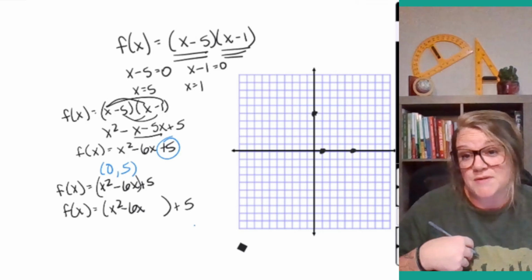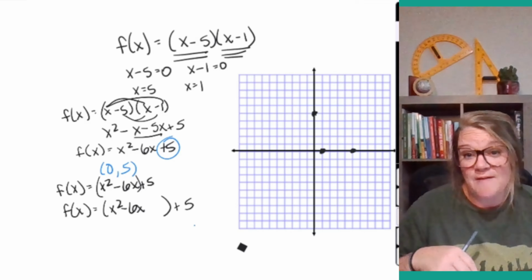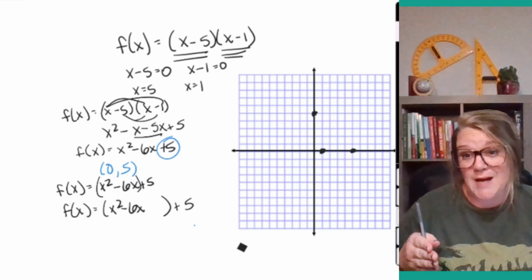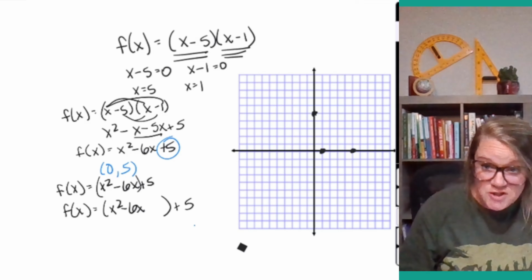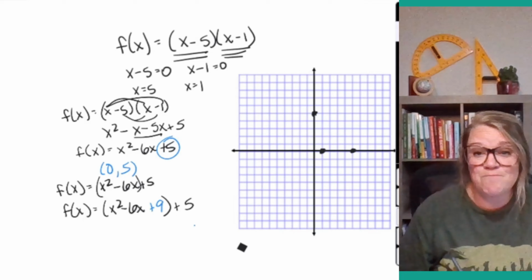Now is my magic number time. My magic number is going to be half of that middle term squared. Half of 6 is 3, and 3 squared is 9. 9 is my magic number. So I need to add that magic number right here, plus 9.